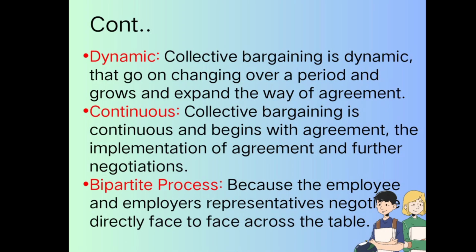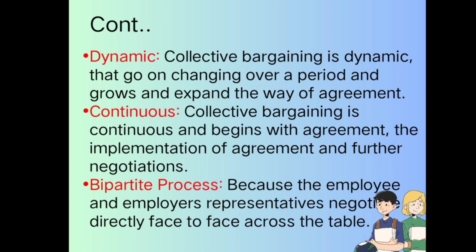So next, it is a dynamic process. That is, collective bargaining is dynamic and goes on changing over a period of time. It is not a fixed agreement, so it will be going on changing every year and every time. And it is a continuous process. So it begins with the agreement, the implementation of the agreement and further negotiation.